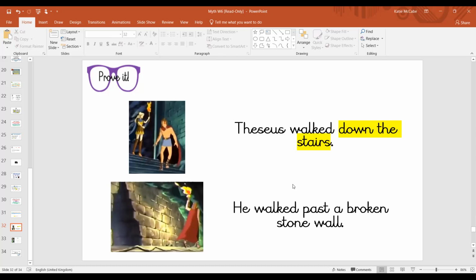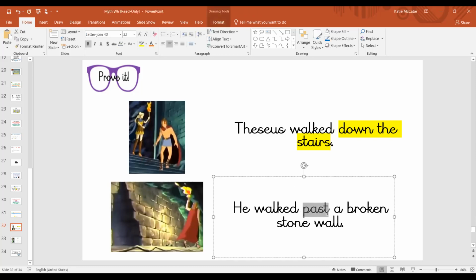Well, my pronoun and my noun. What's the relationship between them? Theseus walked past. Where did he walk? He walked past. My preposition is past. It's describing the direction that Theseus moved in.